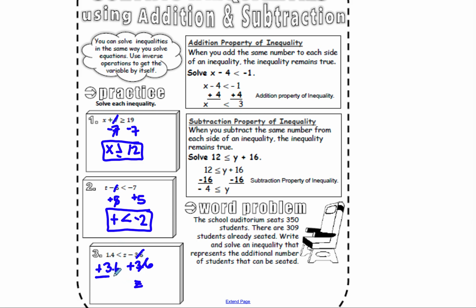Now I need to add my decimals. I did my best to line up the decimal places. Now I'm just going to add same signs, find the sum. 4 plus 6 is 10. Carry the 1, bring down that decimal. 1 plus 1 is 2, plus 3 is 5. So I have 5.0 is less than z.